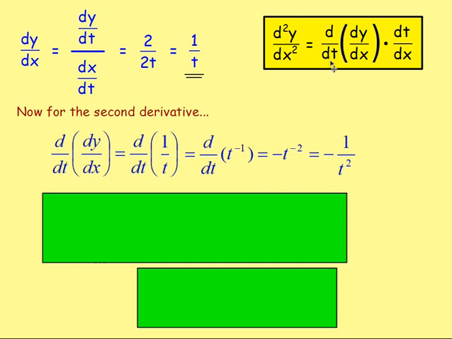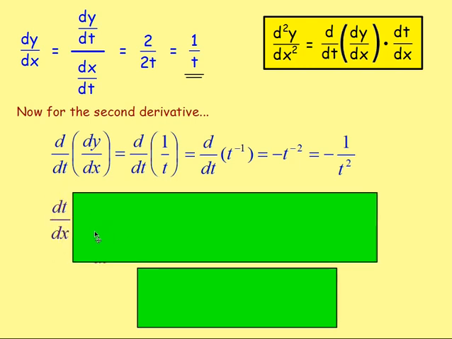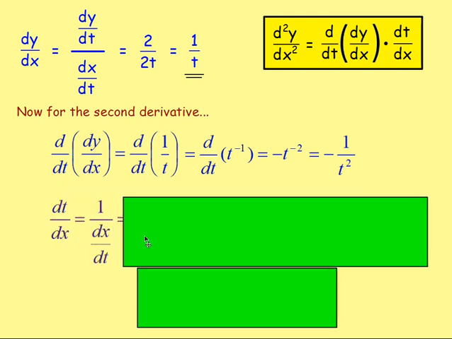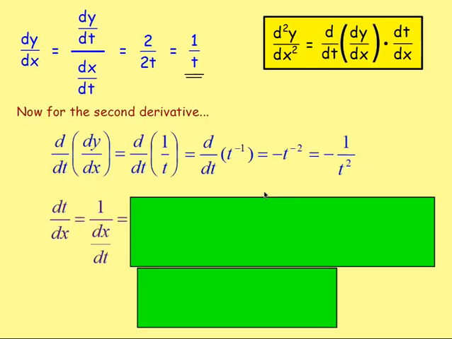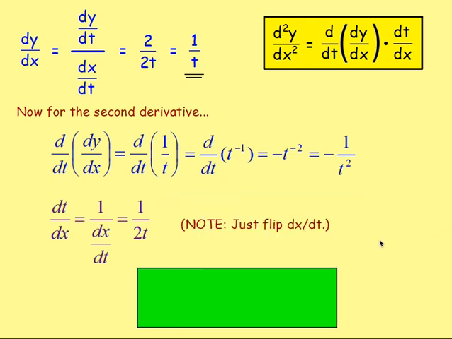But now, because we differentiated dy by dx with respect to t, we need to multiply by dt by dx. Note though, that as I said earlier, dt by dx is really just dx by dt upside down. It's just 1 over dx by dt. So if you look back the page, we have dx by dt, which is 2t, which you can think of as 2t over 1. So dt by dx would just be that flipped upside down. So that would give us 1 over 2t. As it says here, all you want to do is just flip dx by dt.